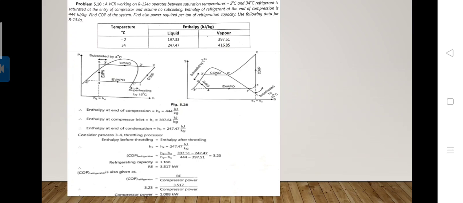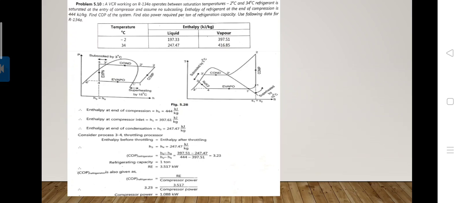Now we have to calculate the COP for the refrigerator. Here the values of enthalpies are given, so we use the enthalpy formula for COP refrigerator, that is H1 minus H4 divided by H2 minus H1. Putting the values of H1, H2 and H4, we calculate the COP refrigerator as 3.23.